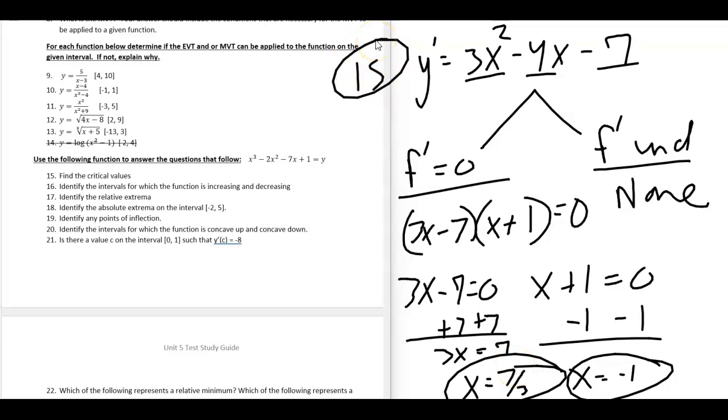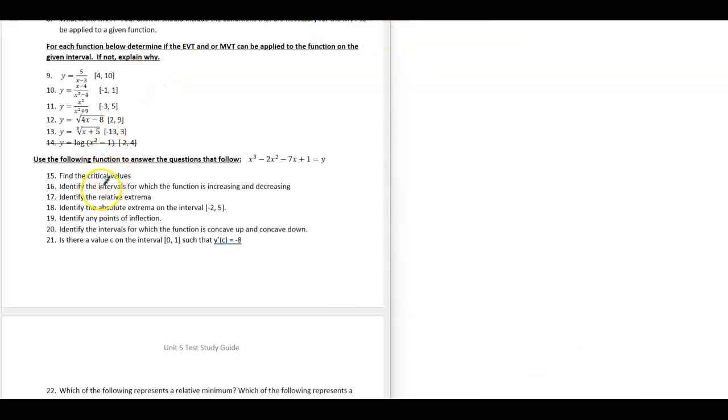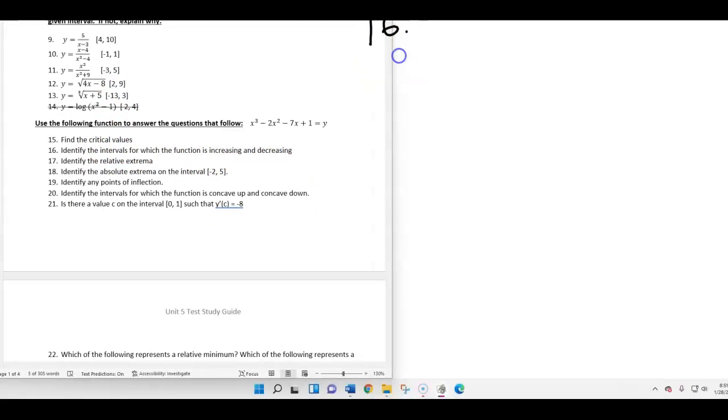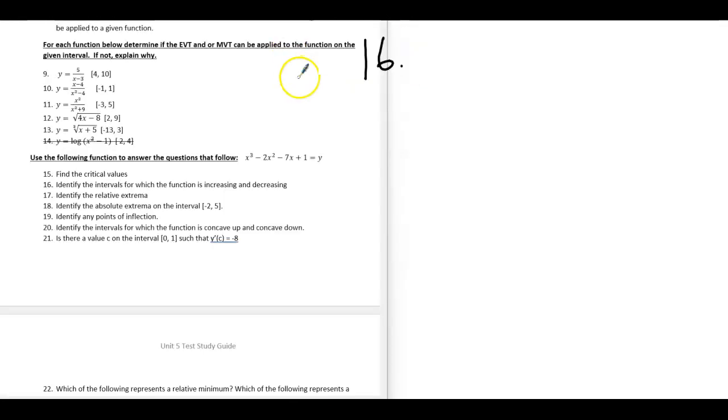All right. Let's go ahead and move on to number 16. Number 16 is asking us to find the intervals on which the function is increasing and decreasing. And to do that, let me adjust my screen here. You're going to do the number line test, and you're going to put those critical values that we found on the last problem in there. So it was 7/3 and -1, right?